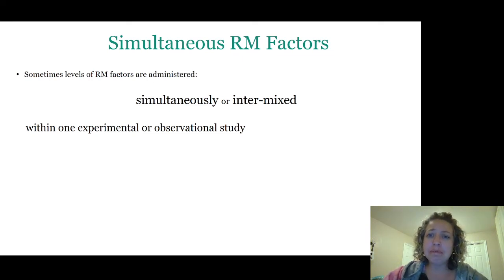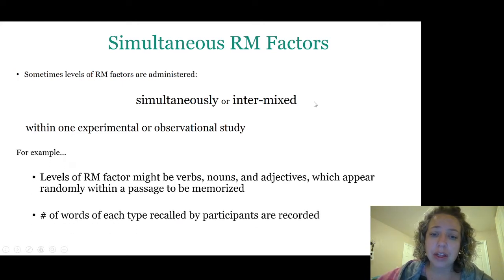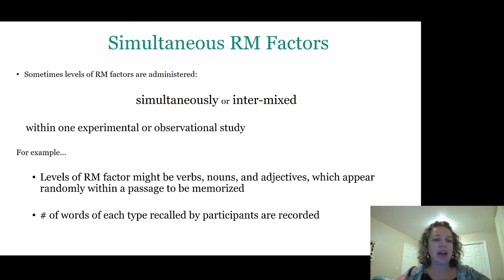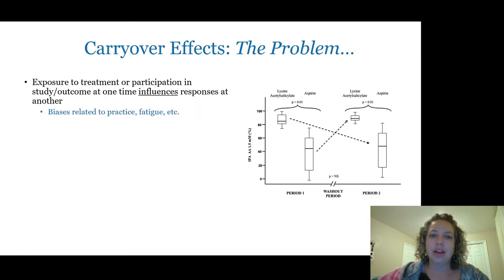So simultaneous means mixed or intermixed, one within another, during either an observational or an experimental study. So we might give a test where we're asking people to memorize words, and some of them are nouns, some of them are verbs, some of them are adjectives. And then we might have them memorize the list, and we might have them repeat it back to us. And then to score it, even though the nouns, verbs, and adjectives were intermixed on the memorization list, we score it as if they were 3 different tests.